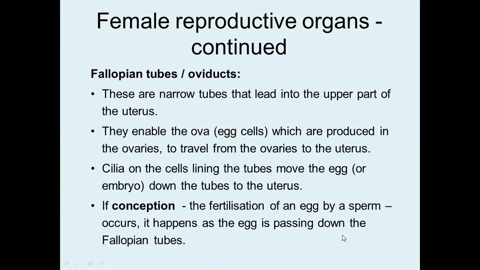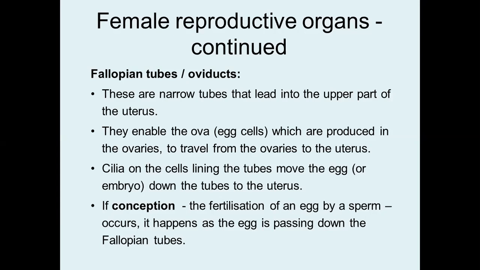All right. The fallopian tubes are very, very narrow tubes that lead into the upper part of the uterus. They enable the egg cells or ova, which are produced in the ovaries, to travel from the ovaries to the uterus. The cilia on the cells lining the tubes move that egg or embryo down the tubes to the uterus. If the egg cell is fertilized, in other words, conception occurs or the female becomes pregnant.